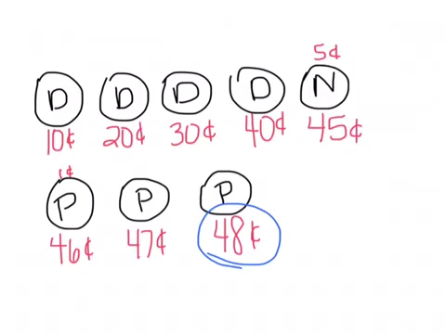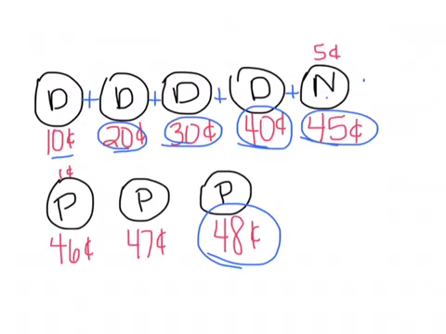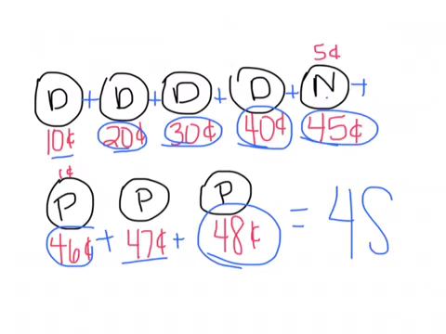All you're doing is you're adding. We're doing a dime. 10 plus 10 gives you 20. Plus 10 more gives you 30. Plus 10 more gives you 40. Plus 5 gives you 45. Plus 1. Plus 1 more. Plus 1 more equals 48 cents. Now, if you need to count on your fingers, that is perfectly fine. That's exactly what I've been doing this whole time.